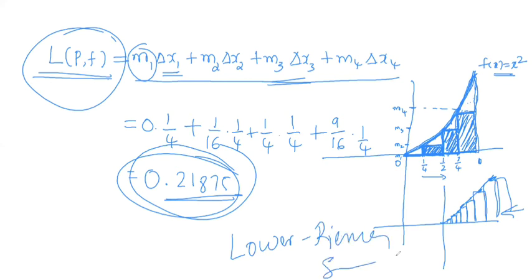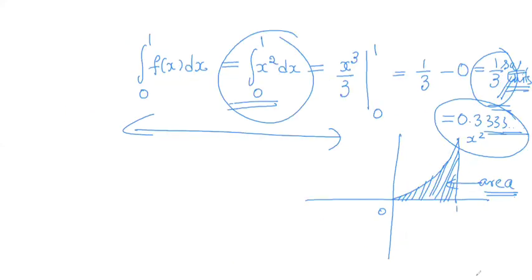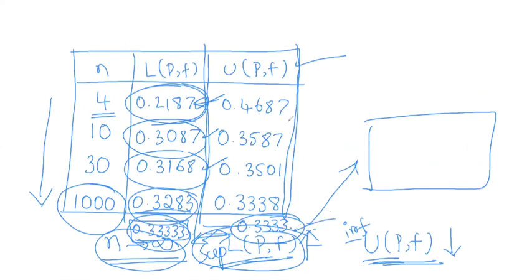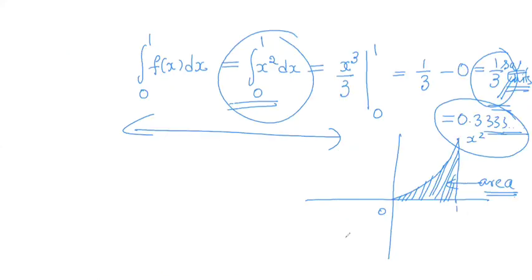Now the same we shall observe for the upper Riemann sum. Why is the upper Riemann sum larger than the standard value? You can observe here in each case, the upper Riemann sum value is always greater than the standard value 0.3333. So why this is, we shall see now.